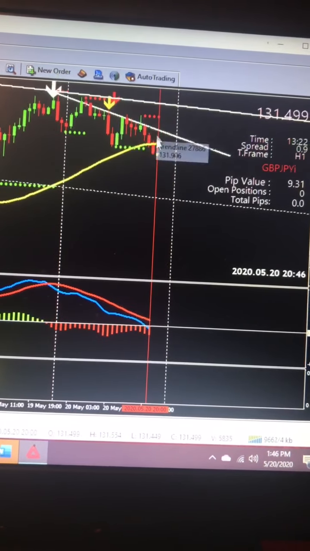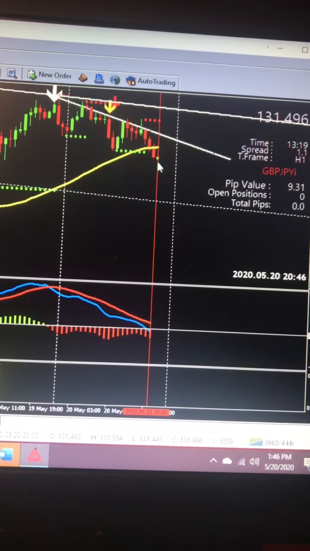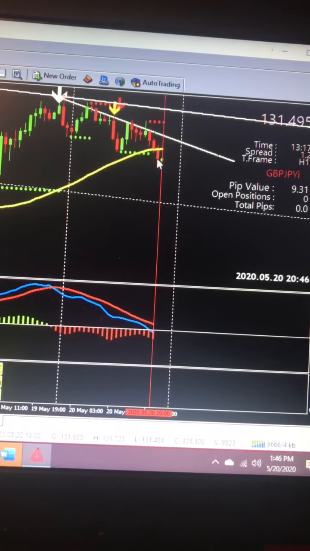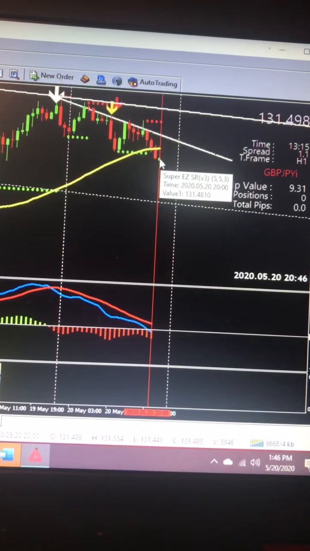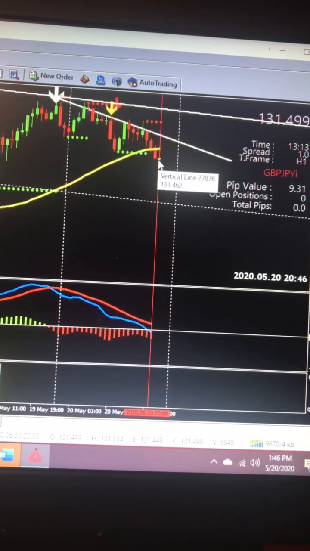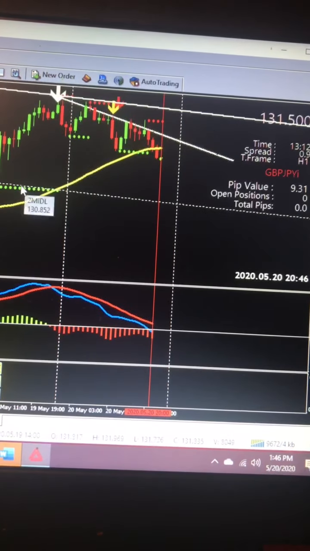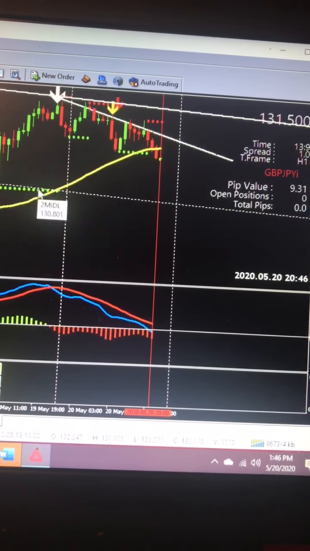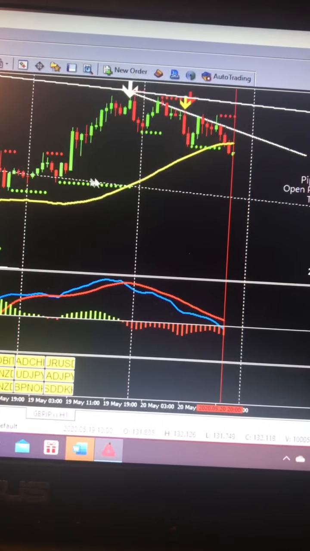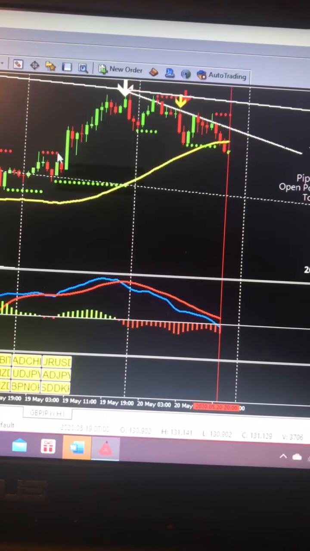So now here's the vertical line. We haven't got much going on because it just opened up. So what I will be doing is waiting for this to break, right? And you have a nice clear shot for this level right here for a TP. You can even TP at this point here.